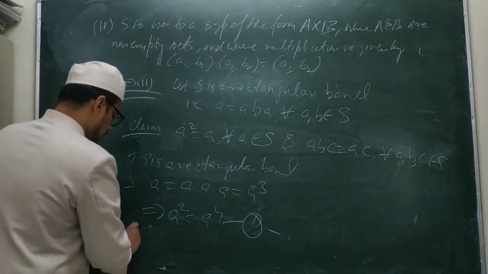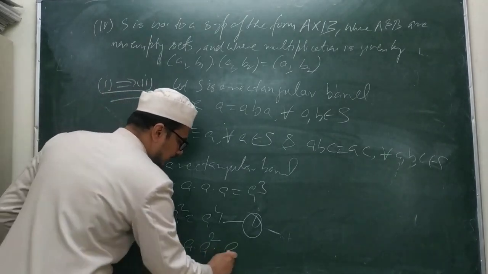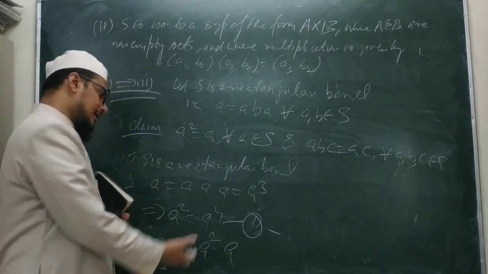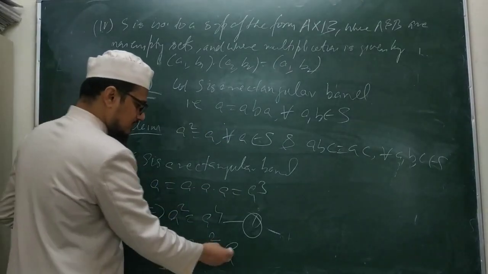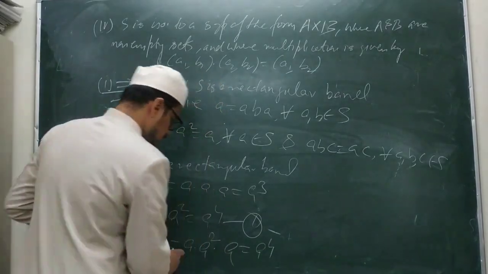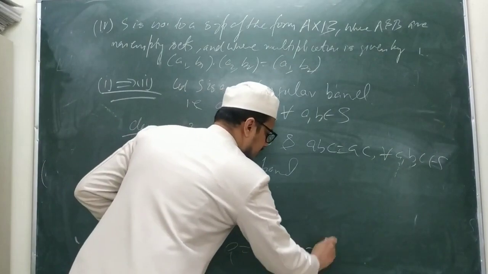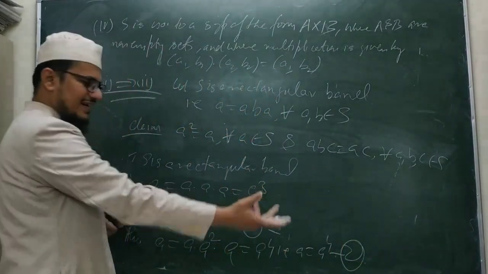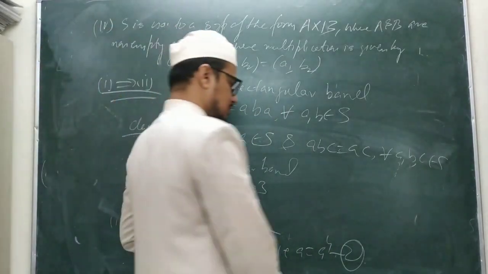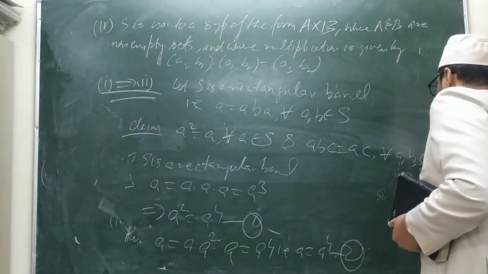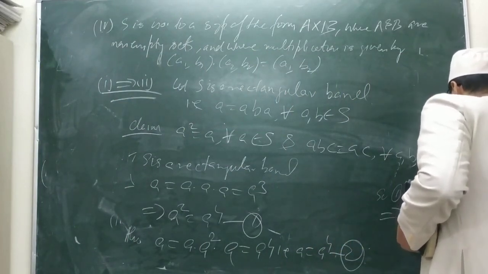Now also A can be written as A into A square into A, because S is a rectangular band, so you can take A square in the place of B. So A will be A into A square into A, which is A to the power 4. So A is equal to A to the power 4. This is second. So first and second implies that A square equal to A to the power 4, A is equal to A to the power 4, so A is equal to A square.